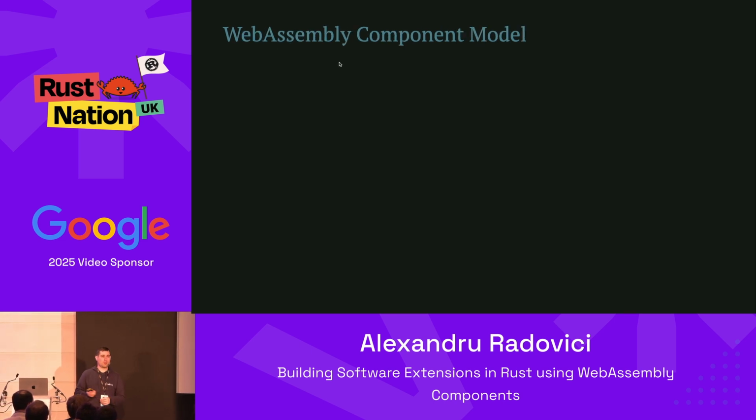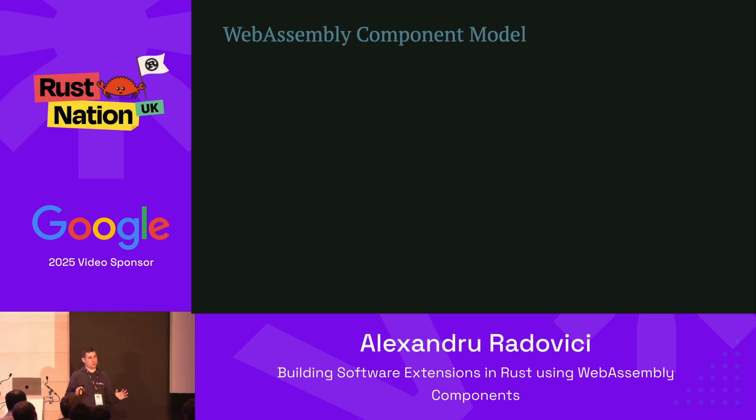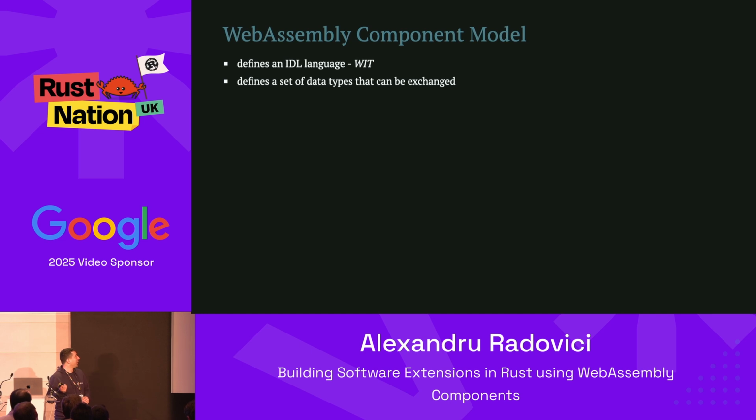So the WebAssembly component model tries to solve this. It defines an interface definition language, which is called WIT, WebAssembly Interface Types. It defines a set of data types which can be shared in between modules. And it defines linking rules, how these modules should be linked together.